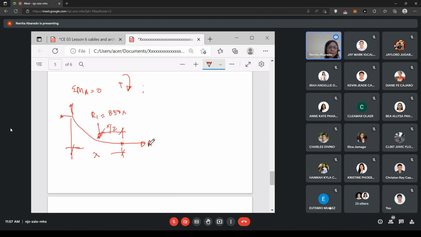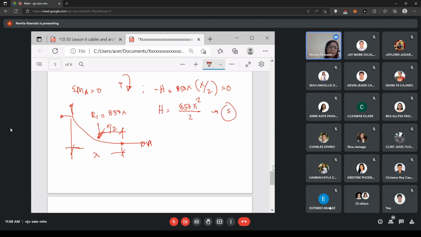So we have here, this is h. Minus h. Okay? Plus, we have 850 times x over 2. Diba? X over 2 is equal to 0. Okay? So therefore, h is equal to 850x squared over 2. Kanang ating h. Let's say this is equation 5.